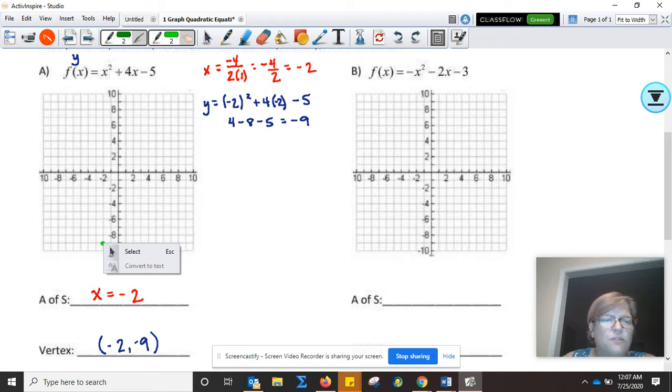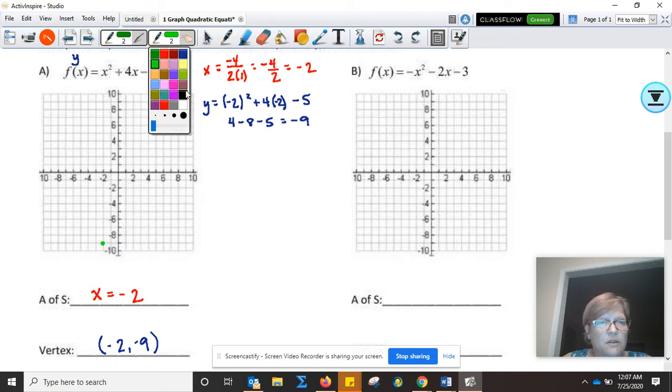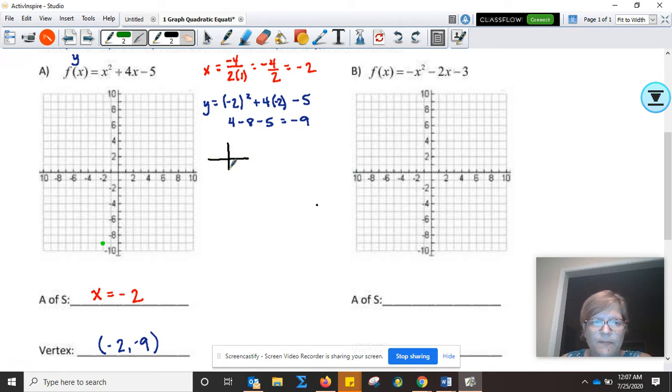Now to find some other ordered pairs, what I'm going to do is make an XY table. And I'm going to go 2 less than negative 2, so negative 3, negative 4, and 2 greater than negative 2, so negative 1 and 0. That'll be 4 good points for this graph. So I'm going to plug these into our equation and solve each one.